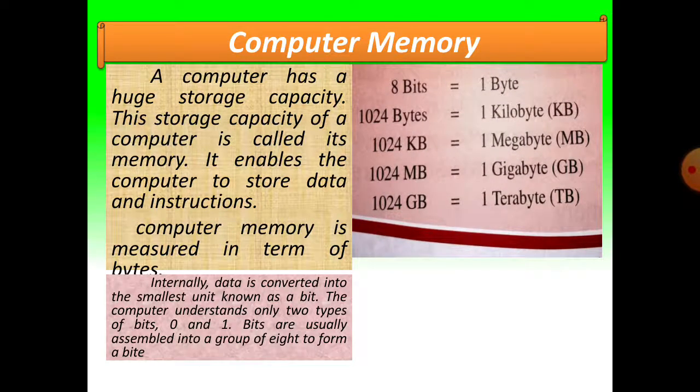And here are some relations between computer memory measuring units. 8 bits is equal to 1 byte. 1024 bytes is equal to 1 kilobyte or KB. 1024 kilobytes is equal to 1 megabyte or MB. 1024 MB is equal to 1 gigabyte or GB. 1024 GB is equal to 1 terabyte or TB.